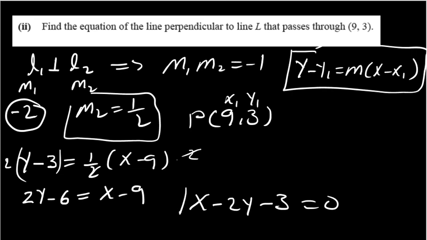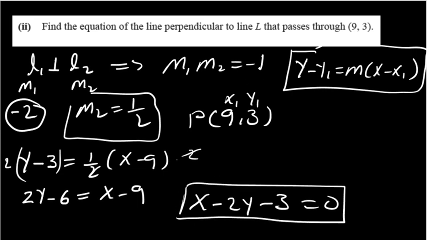You can write it in this way or in slope-intercept form. Anyway, the main point: we are asked to find the equation of the line which is passing through the point 9, 3. We can take this point as x1, y1, but to get the slope, the hint says it is perpendicular to the previous line that we have got. Let's continue to the next one.